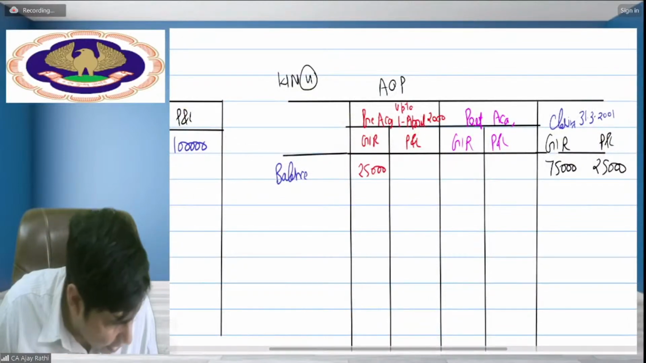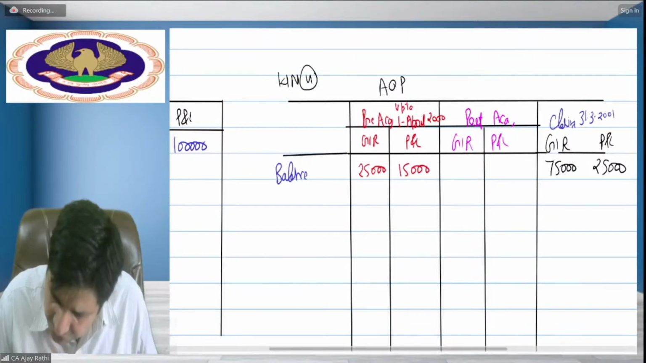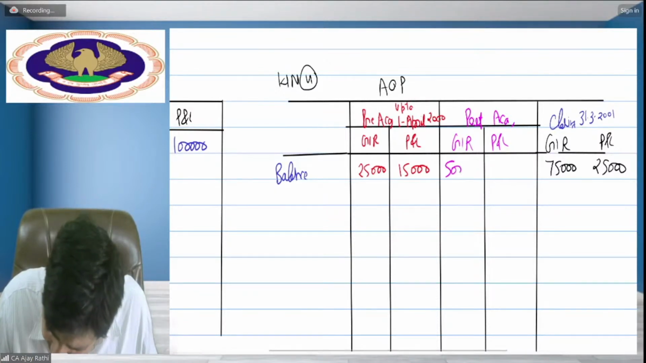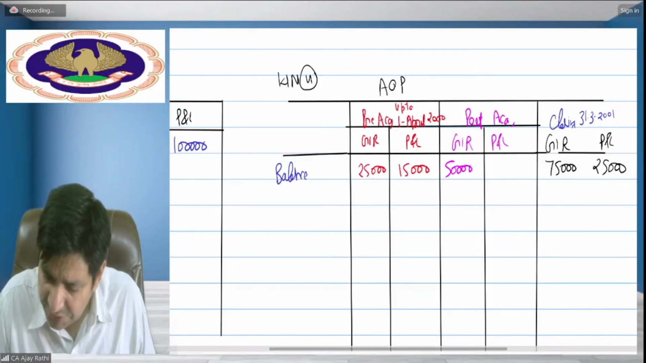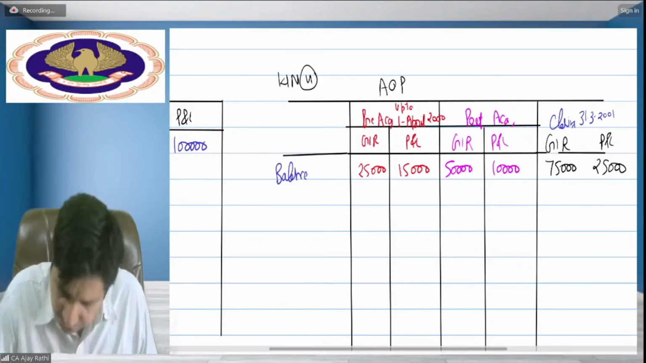25,000 and 15,000. And it seems in the post acquisition we are having a general reserve transfer from the current year profit, that is how much? 50,000. That's the reason the balance is there 75,000. It means that was the profit earned. So out of such, 10,000 for profit and loss.